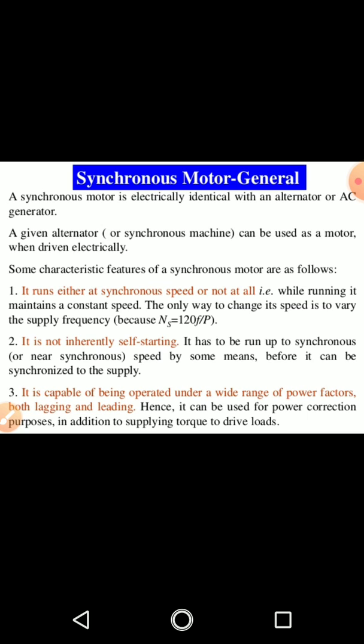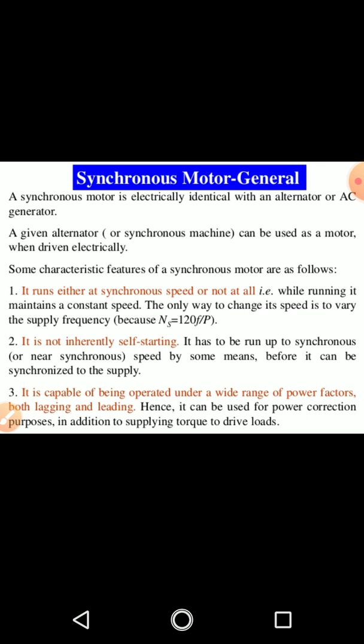The first one: it runs either at a synchronous speed or not at all. So while running it maintains a constant speed. The only way to change its speed is to vary the supply frequency. So here N is equal to Ns, and Ns is the RMF, revolving magnetic field, which is given by Ns is equal to 120 F divided by P. Second, it is not inherently self-starting.